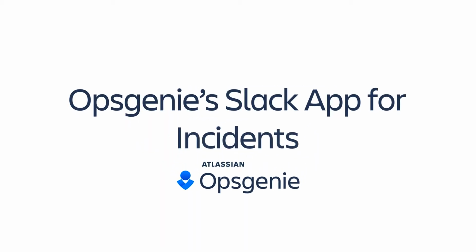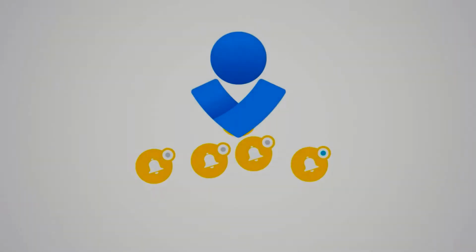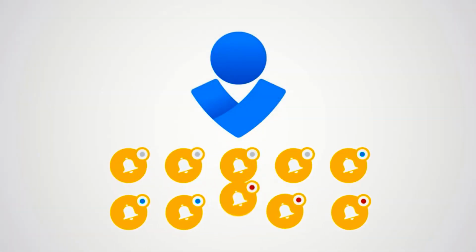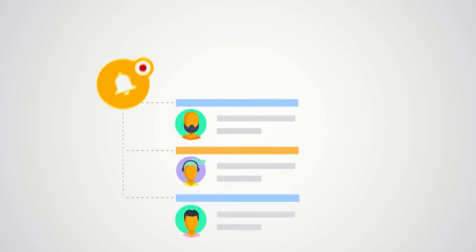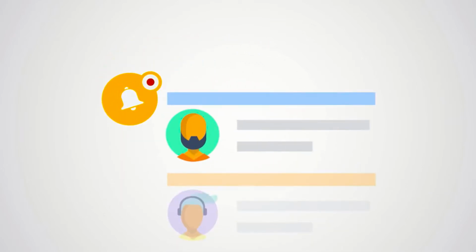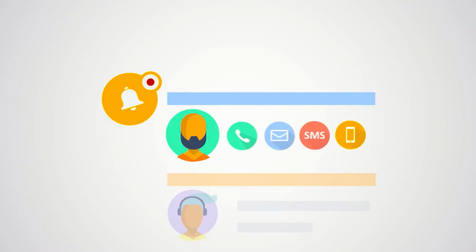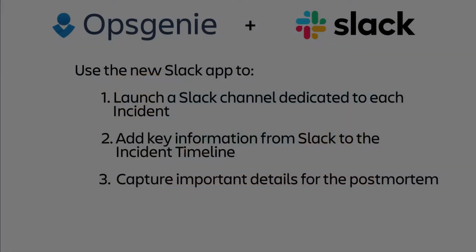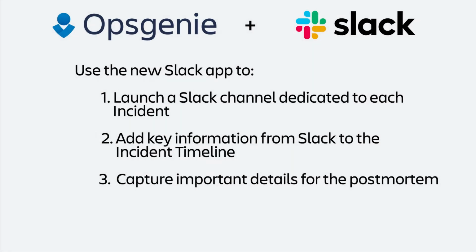This video takes a look at using Slack during incident response with Opsgenie. Opsgenie is a modern incident management solution that aggregates alerts and utilizes on-call schedules, routing rules, and escalation policies to notify the right people at the right time. Our integration with Slack enables teams to collaborate seamlessly with responders.